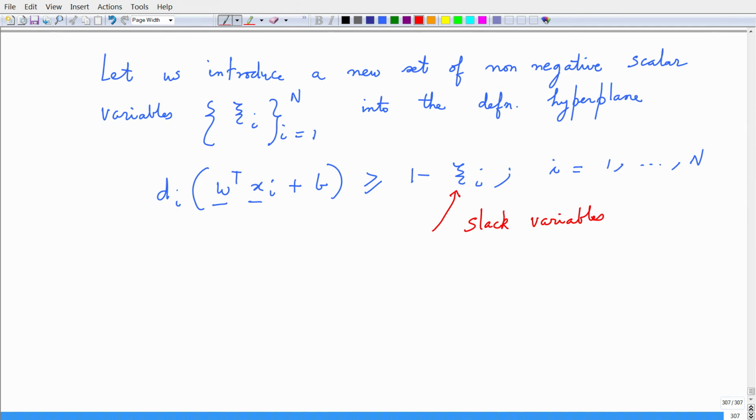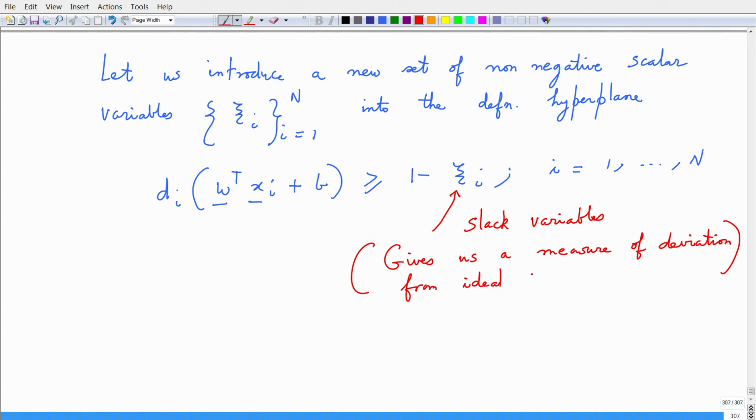And in some sense, this gives me a measure of deviation of a data point from the ideal conditions of pattern separability.